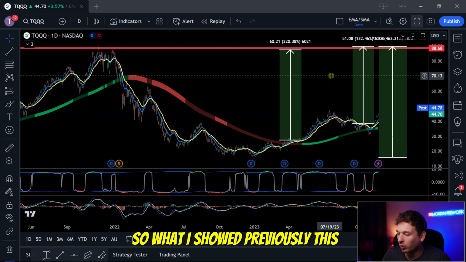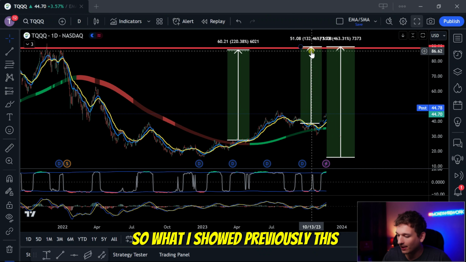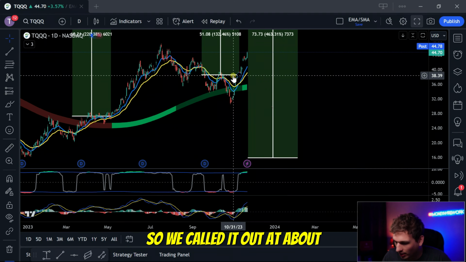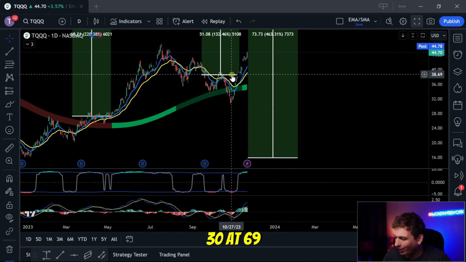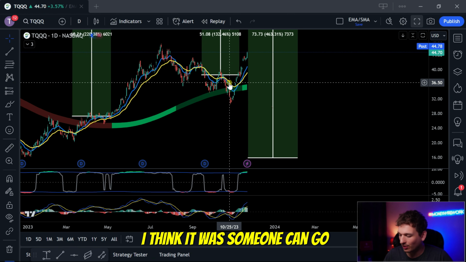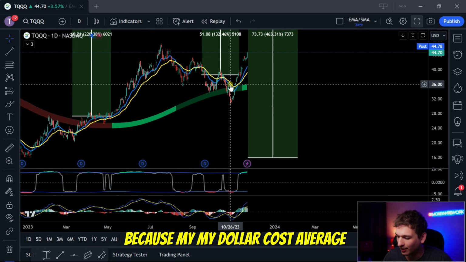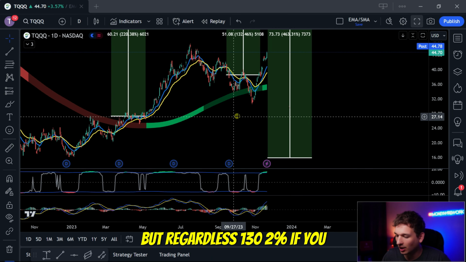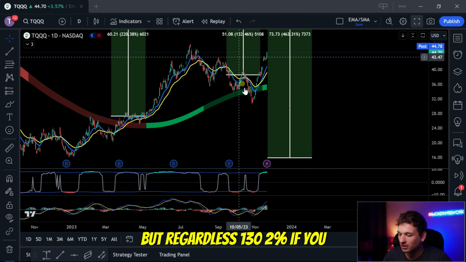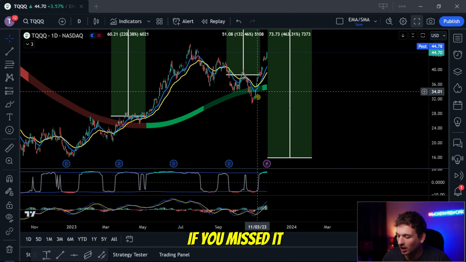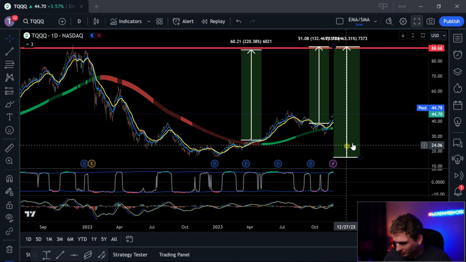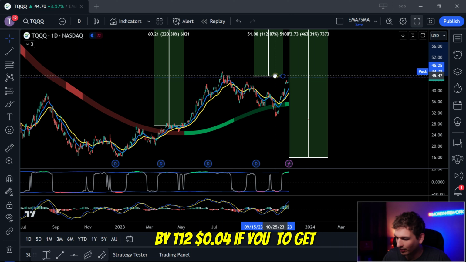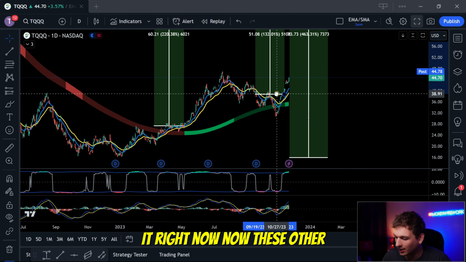So what I showed previously, this line right here was when we called it out originally. So we called it out at about 38.69. I think it was, someone can go back. It was lower than that because my dollar cost average is lower than that. But regardless, 132% if you were to get in at that time. If you missed it, that's fine because there's other opportunities. We are sitting right now at about 112% if you were to get in right now.